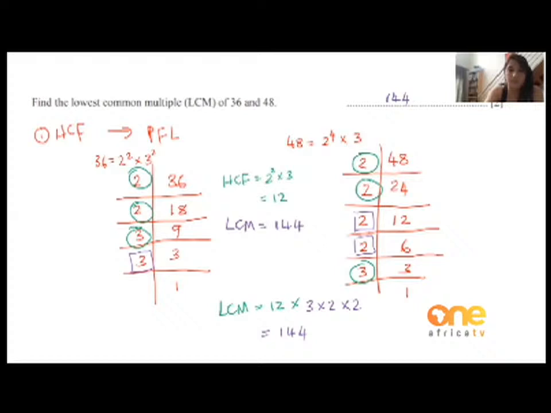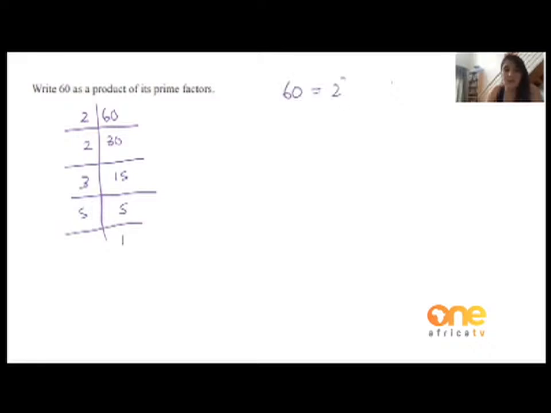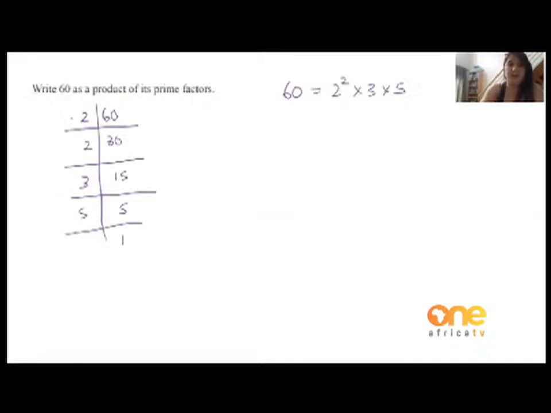All right. Again, let's write 60 as a product of its prime factors very quickly and very easily. We know how to do this now. Divide by 2 30 times, and 2 15 times, and 3 5 times, and 5 once. And so I'm going to say 60 is equal to 2 squared times 3 times 5. Okay, some more practice. 36 and 60, we've already said that 60 is 2 squared times 3 times 5.